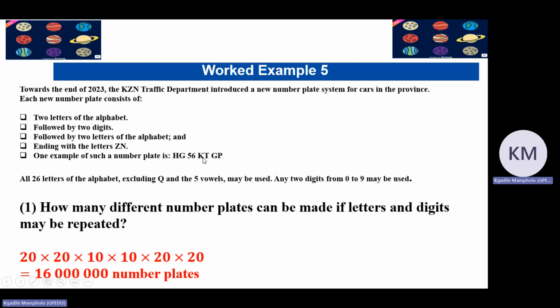Here it would be letters. Remember, repetition is allowed. We still choose out of 20. And then the second one choose out of 20. Then ZN, it was GP but it is supposed to be ZN. Nothing is happening because it's fixed. We're not saying they can be arranged. So it will just be 1 because they'll be fixed there.